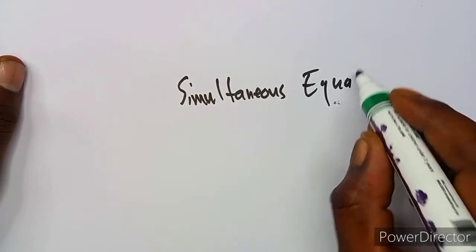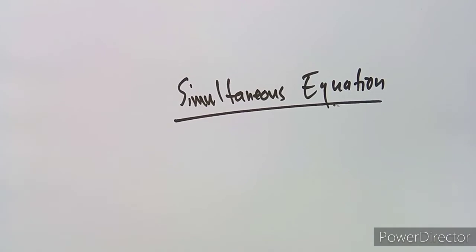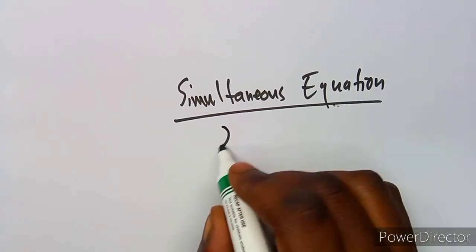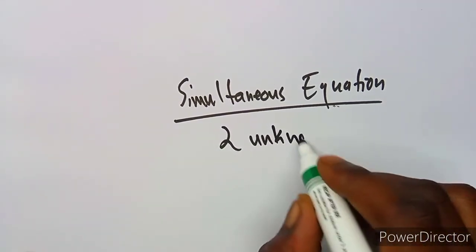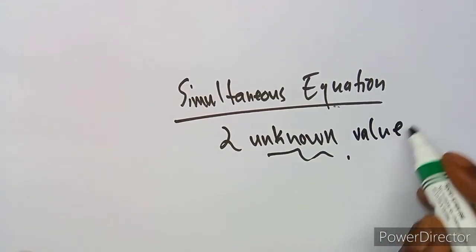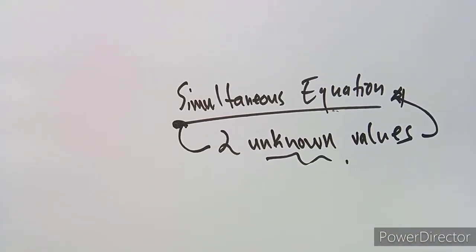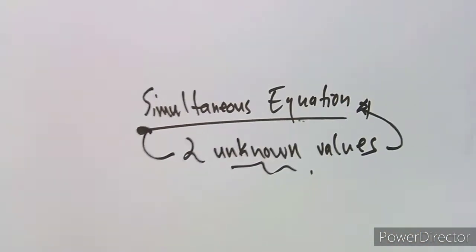So you have to be very, very good at solving simultaneous equations, because you're working with two unknown values. Whenever you are working with two unknown values, it means you have to apply simultaneous equations. I don't know the method that you're going to apply, whether substitution or elimination, but all those should be under simultaneous equations.